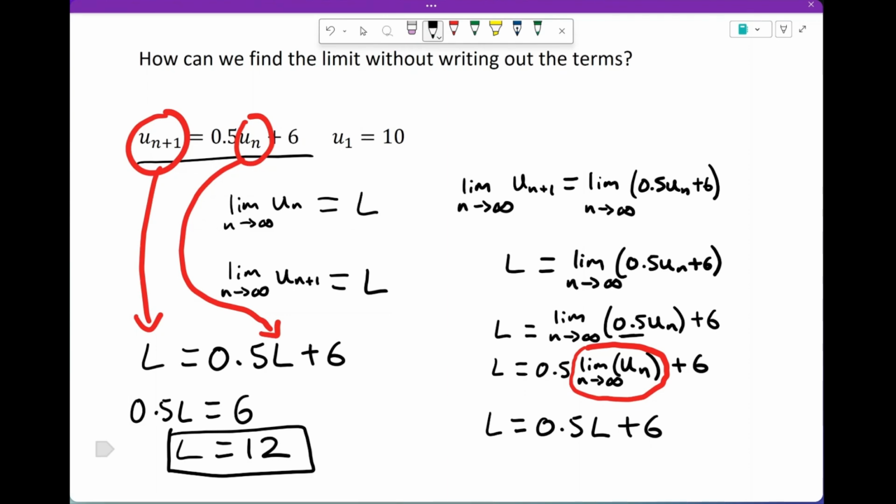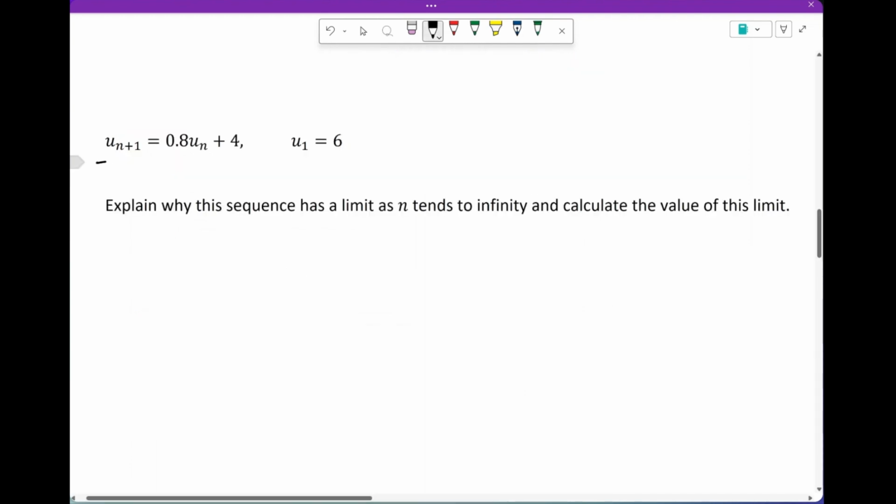But this is clearly a much faster method. So let's have a go at another question where we use this method straight away. So we've got our recurrence relation here, and we need to explain why this sequence has a limit as n tends to infinity, and we need to calculate the value of this limit.